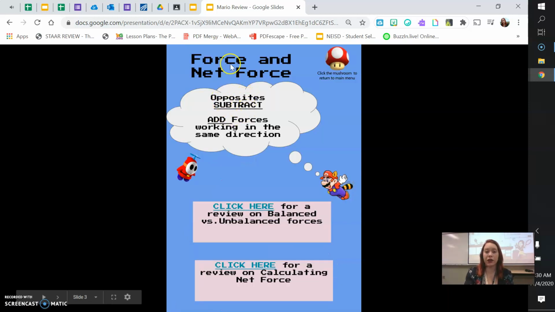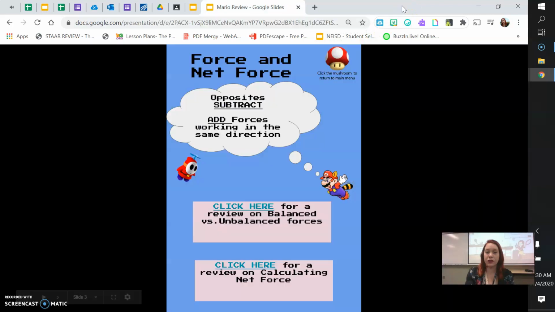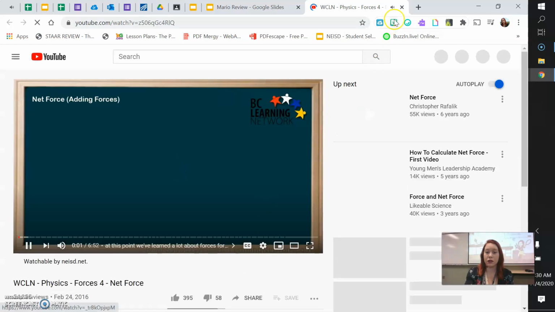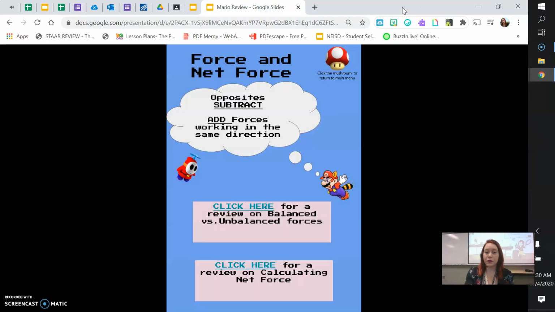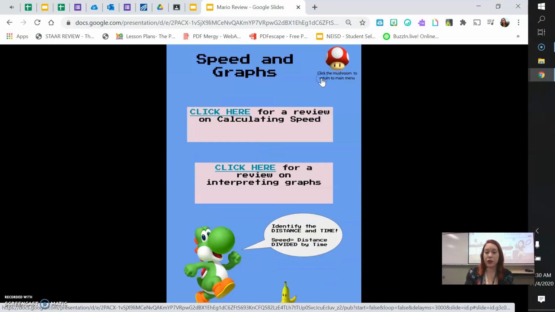Just a reminder that for a net force, you're going to subtract opposite forces and add forces that work in the same direction. You need to click here to watch the video going over balanced versus unbalanced forces. After you finish that video, you'll click here to see how to calculate net force. Once you're done doing that, you click the mushroom, go back to home, review speed.